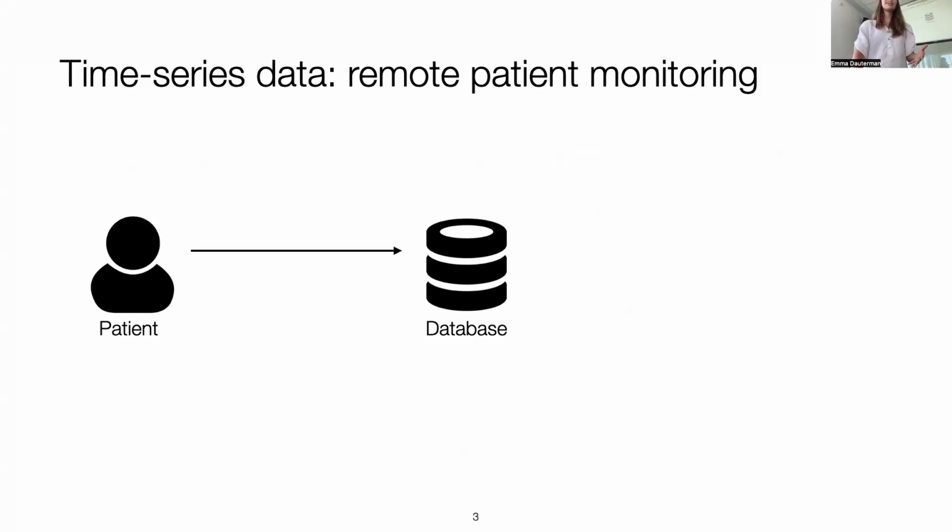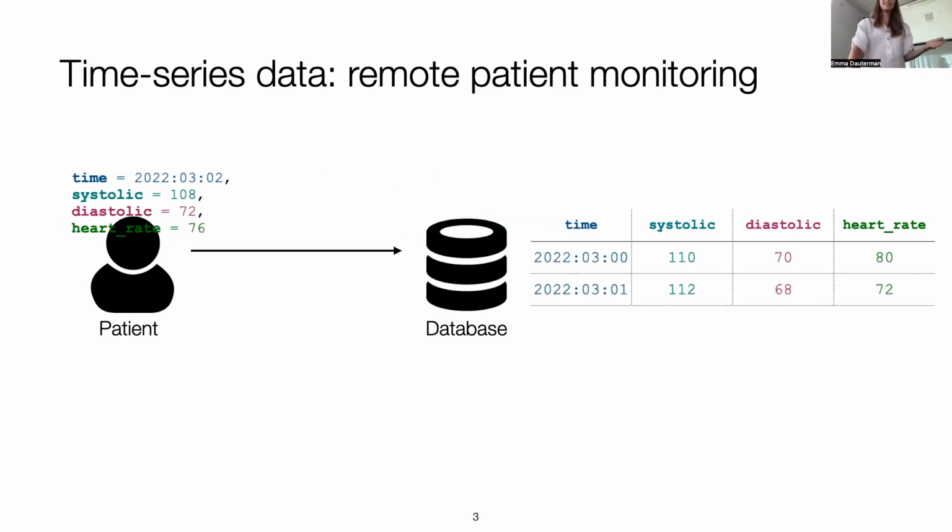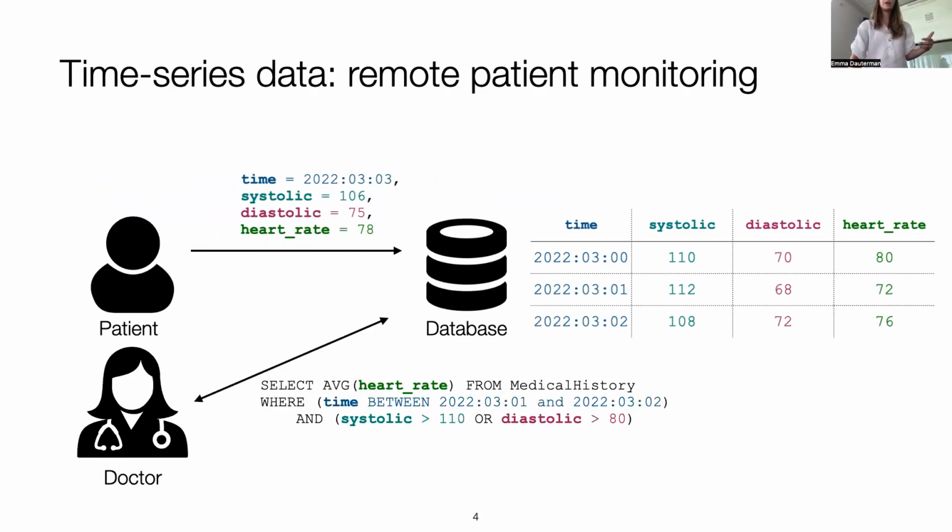So we have some patient and we have some database, and this database has fields like timestamp, systolic, diastolic blood pressure, and a heart rate. Over time, the patient is going to send records to the database, to populate this table. And then at some later point, we're going to have some doctor that wants to make some query about the patient's data. So let's say, for example, they want to compute the average heart rate over some time interval where the systolic blood pressure is greater than 110 or the diastolic blood pressure is greater than 80. So they want to compute some aggregate query based on some multi-predicate filter.